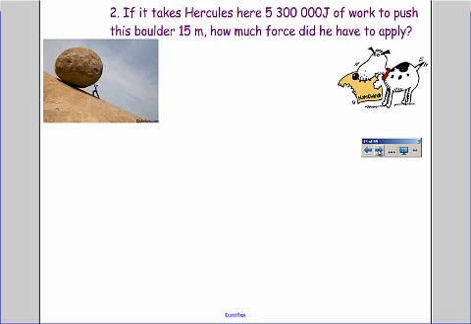The second question, if it takes Hercules 5,300,000 joules of work to push this boulder 15 meters, how much force did he have to apply?